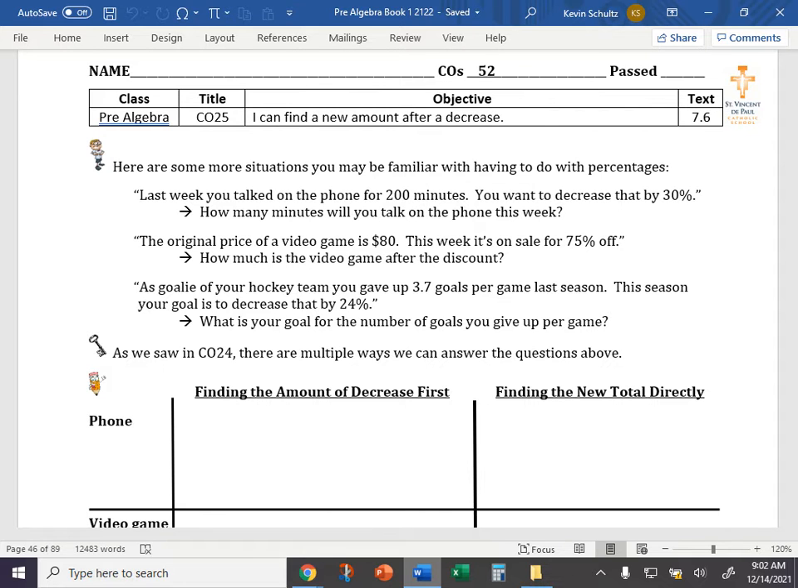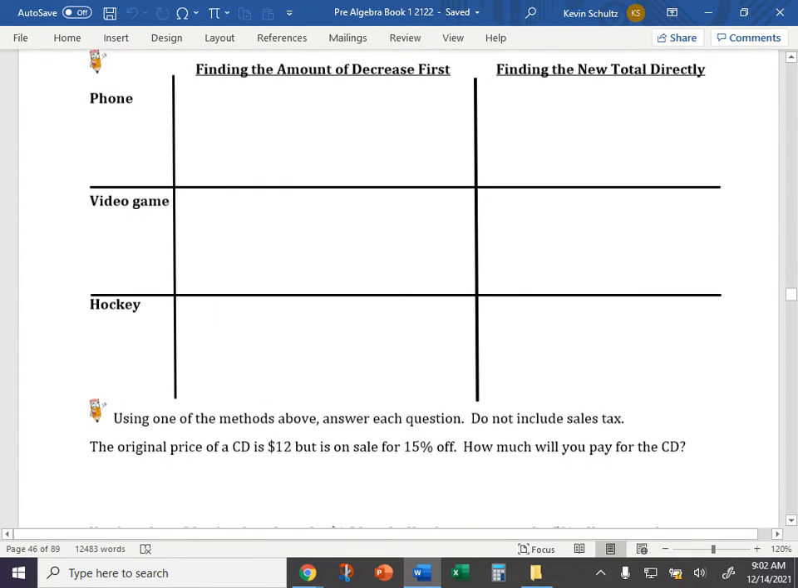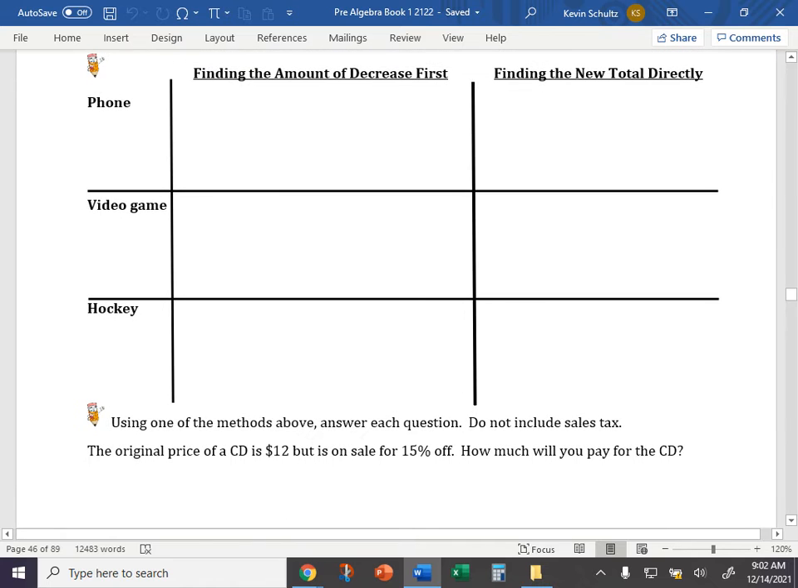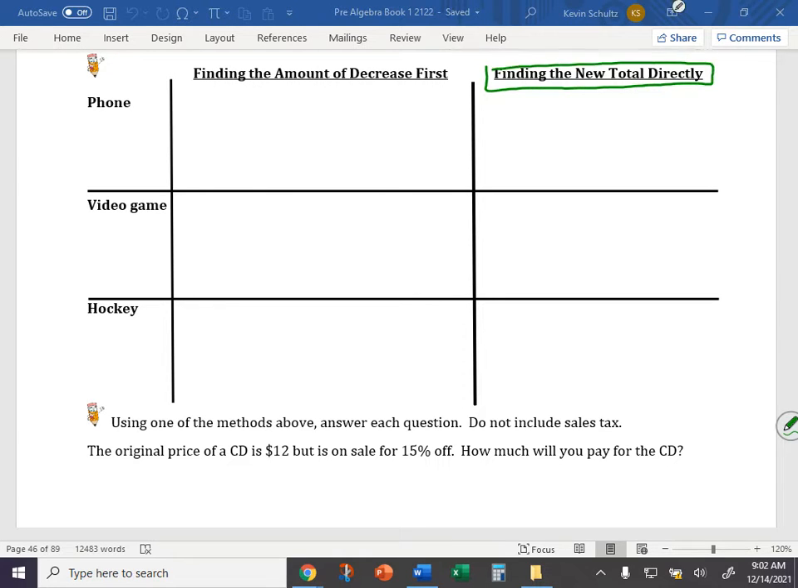We're actually going to skip to the good stuff here and just find that new total directly. Because as far as finding the amount of the decrease first, you can use fractions, you can use percentages, you can use the multiplication method, all those things that we've talked about before. But this is the most efficient way. And the formula for this is going to start the same as it did with an increase.